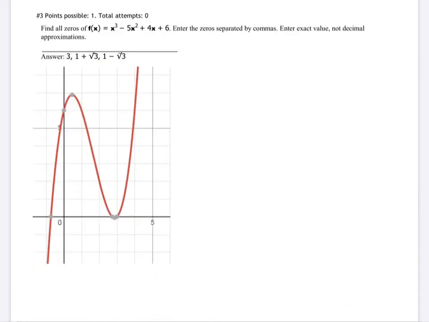All right, let's try number 3. Same kind of steps. So step number 1, graph it at desmos.com and get a clear 0.